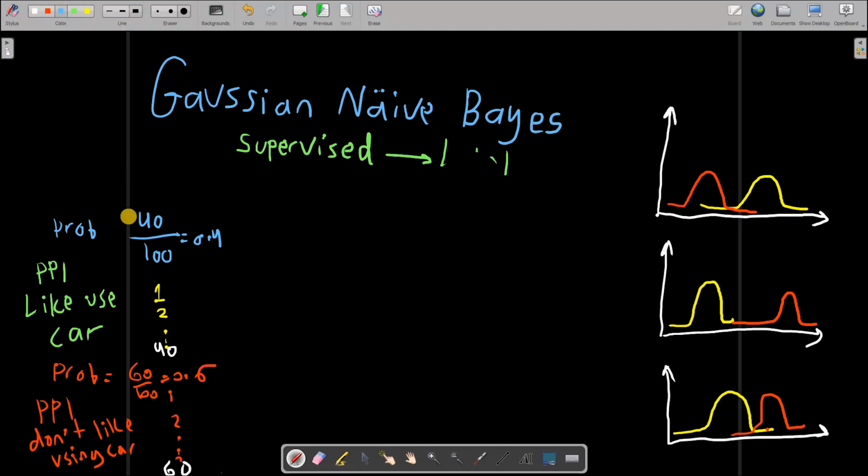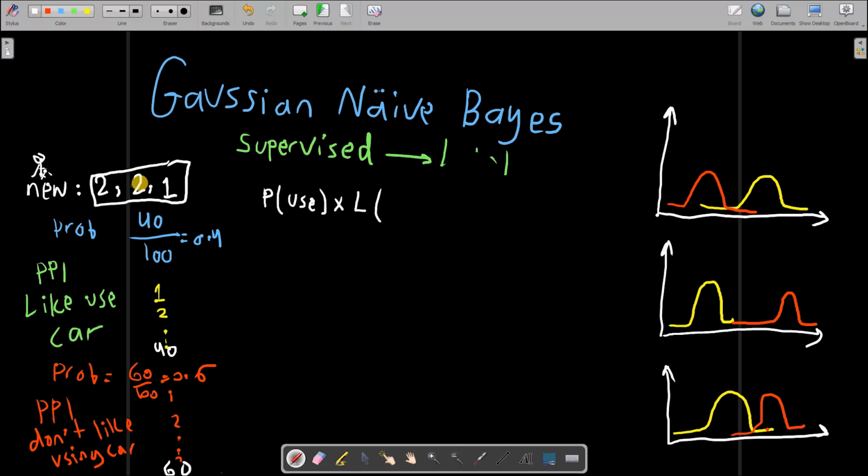Now, let's say that a new guy came in. This is the new guy. He looks like this. And he said, hey, for me, I eat fast food 2 times a day, I exercise 2 times a week, and I have 1 kid. Where should this be categorized? Is he a person who likes to use a car or does not like to use a car? Well, we need to calculate that. This is what Gaussian naive Bayes will do. And the way to calculate that is by summing the following formula. What is the probability that he uses car?